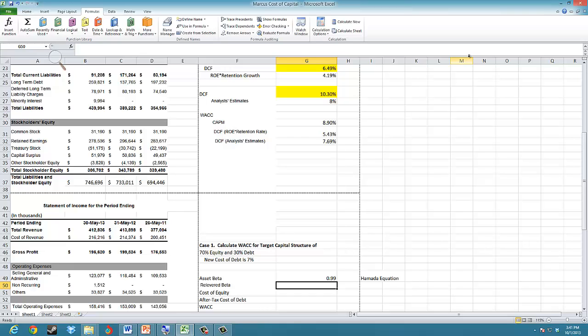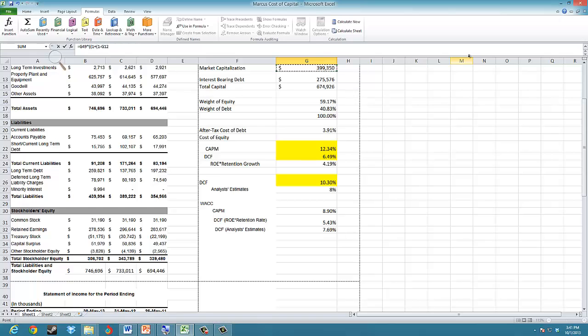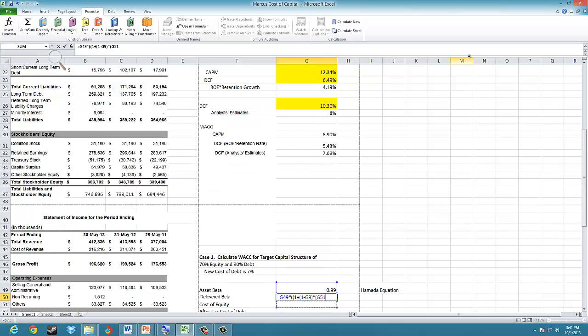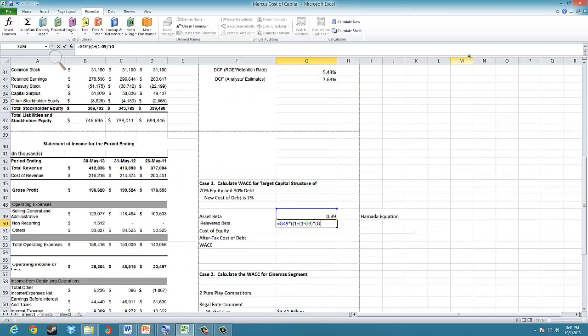Now what we want to do is relever that beta using the new debt ratio of 30%. In order to do that, we take the asset beta and multiply it by 1 plus 1 minus the tax rate. Again, we're going to use the 38% multiplied by the new debt to equity ratio, which would be 0.3 divided by 0.7. Please note that I'm not using the debt ratio but the debt to equity ratio here. You'll get a very different number using the other amount. So we get a relevered beta of 1.26.